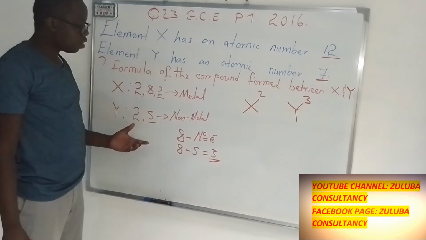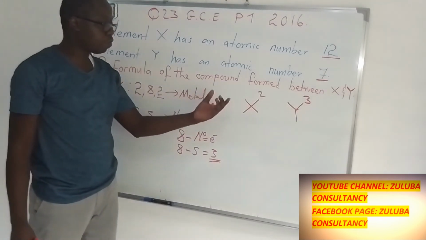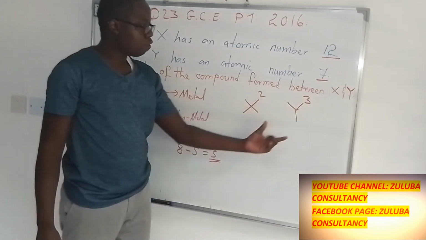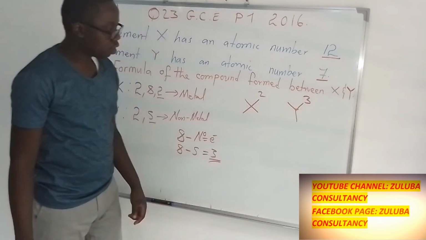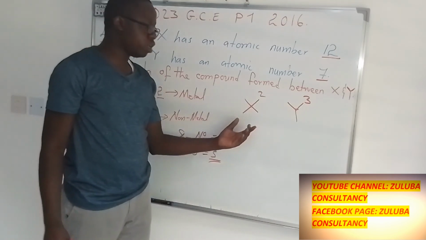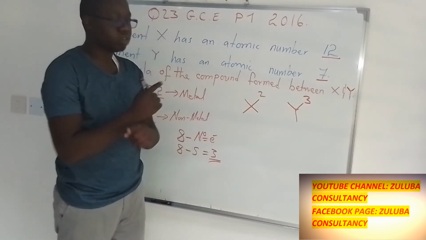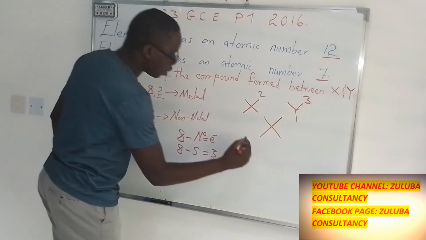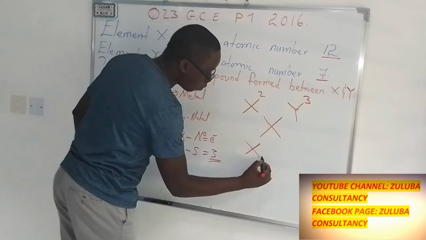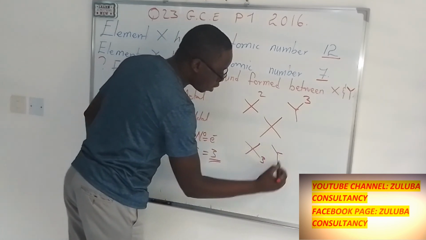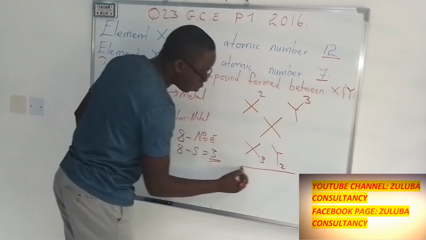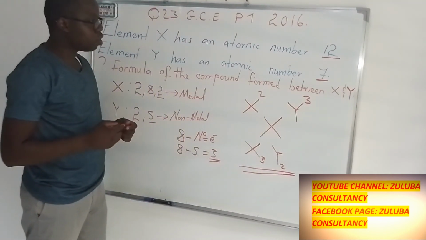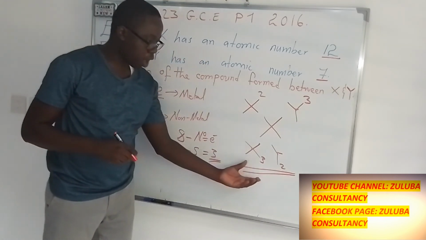After we have identified the valences of the two elements, for X we have the valence of 2, for Y we have a valence of 3. The next thing you need to do is to swap the valences. So if we swap the valences for the two, we'll notice that X will get the valence of 3, then Y will get the valence of 2. So this becomes the formula formed between X and Y.